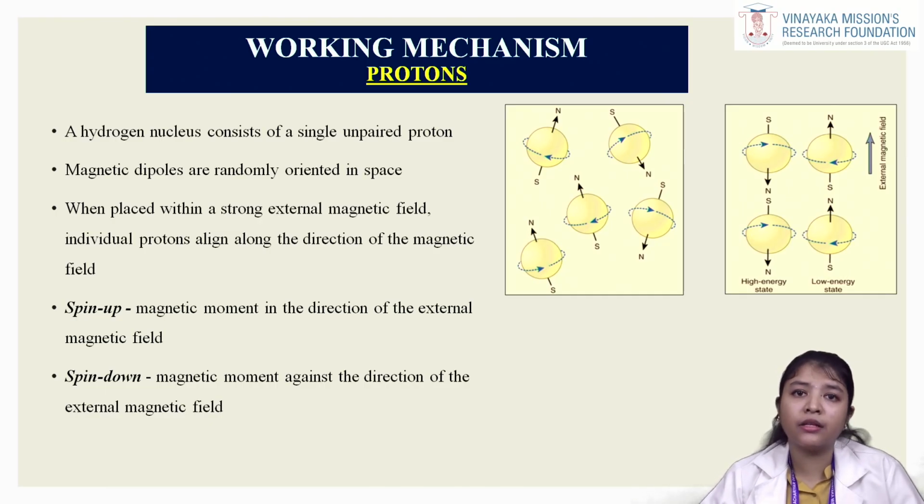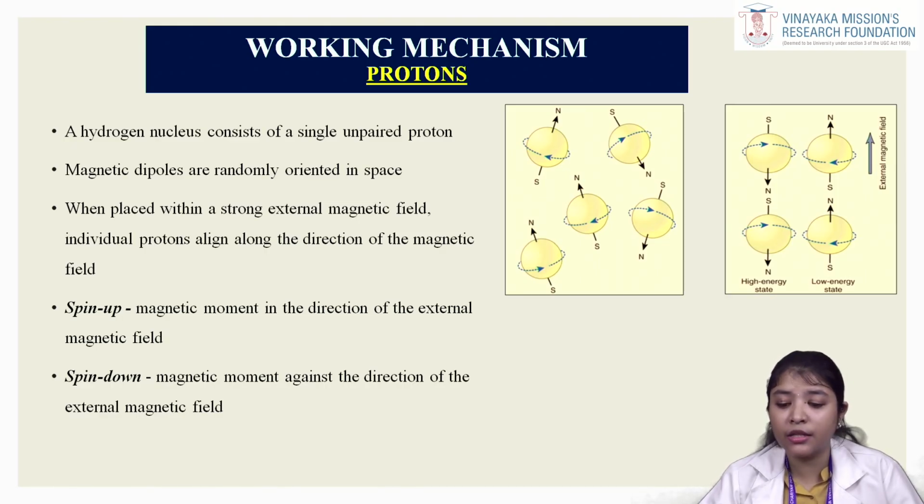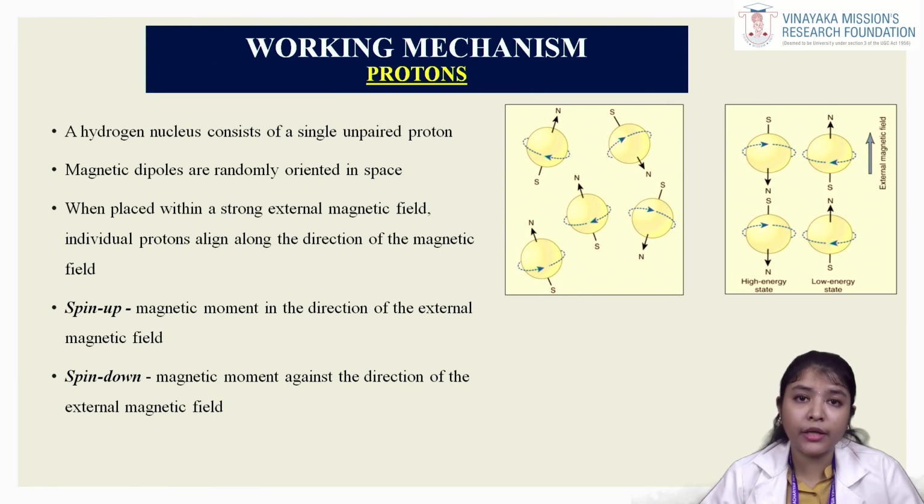There are two patterns of direction noted during the electromagnetic field direction: spin up and spin down. Spin up is when the magnetic momentum is in the direction of the electromagnetic field, as you see in the right corner of the image. That is the spin up direction, and spin down is when the magnetic momentum is against the direction of the electromagnetic field.